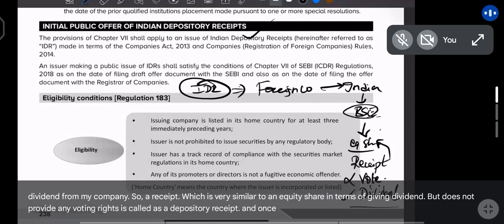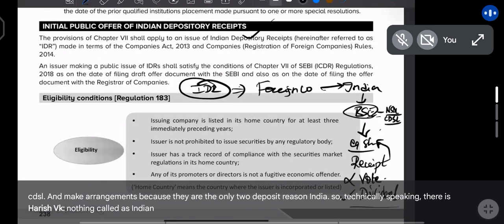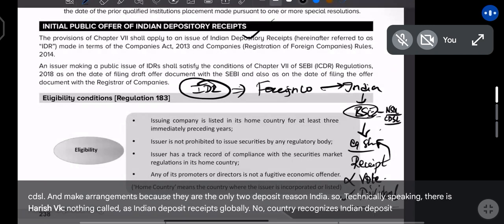And once the stock exchange says okay, they will approach NSDL or CDSL and make arrangements because they are the only two depositories in India. So technically speaking, there is nothing called Indian depository receipts globally. No country recognizes Indian depository receipts at all. They only recognize GDR and ADR.